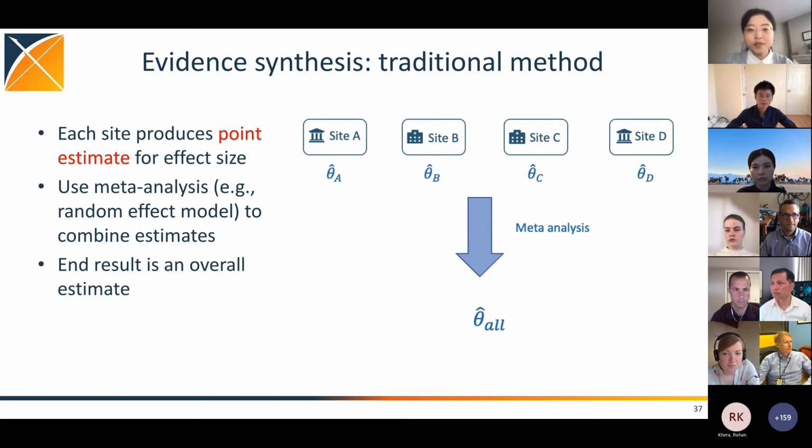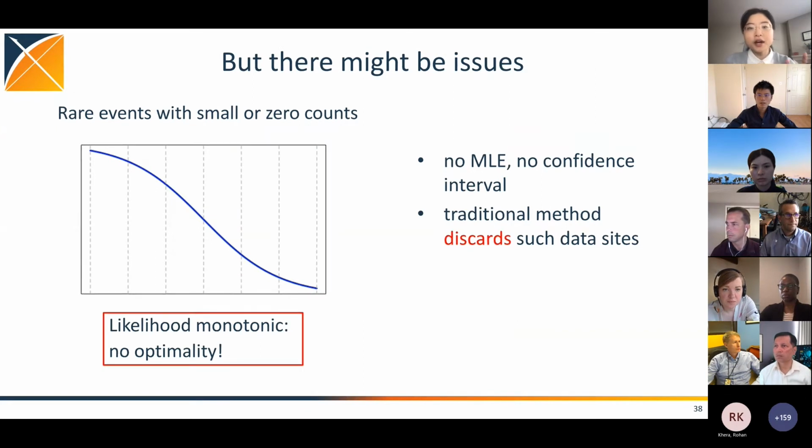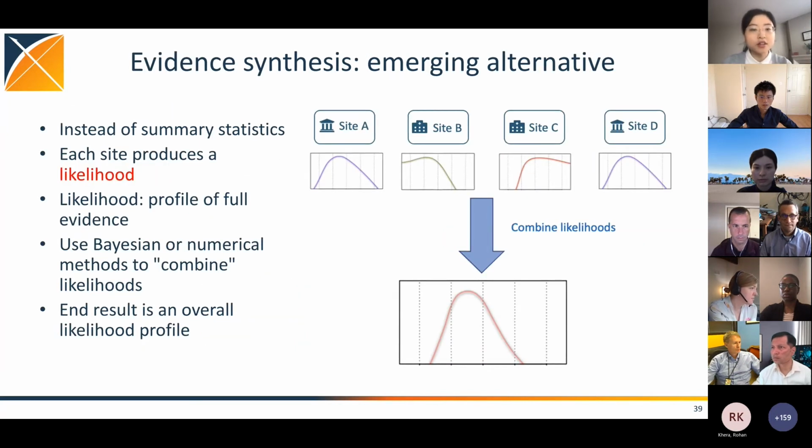Next slide, please. For example, if we have rare events with small or zero counts at a particular data site, then the likelihood function we'll need for getting a point estimate would be monotonic, meaning we cannot get a maximum likelihood estimate from this. So the traditional method will simply throw away this entire data site, losing us a lot of information. With that, there have been emerging alternative frameworks, next slide please, that can address such information loss issues.